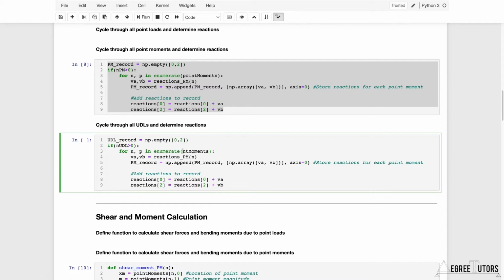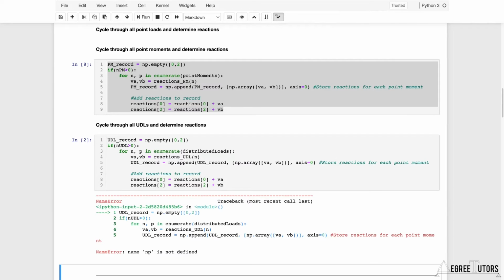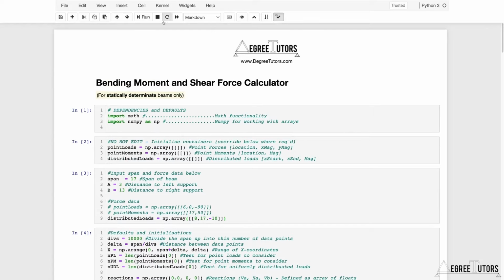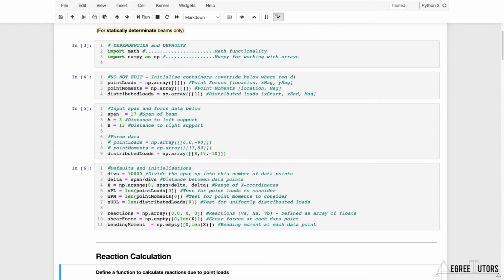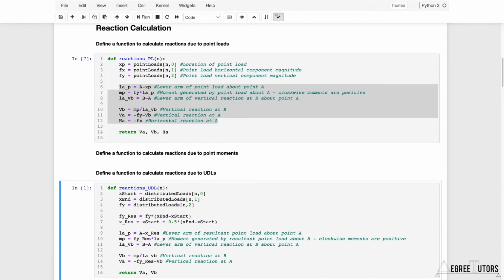Obviously we need to cycle through the distributed loads now. And I think what did we call that? It was UDL, right? So yeah, UDL. And then UDL record is going to be appending onto UDL record, and the rest of that's okay. All right, so that should be our reactions calculated. So I should be able to, okay, NP. I haven't run this from the top yet. Okay, so let me run all the way down, shift enter, shift enter.